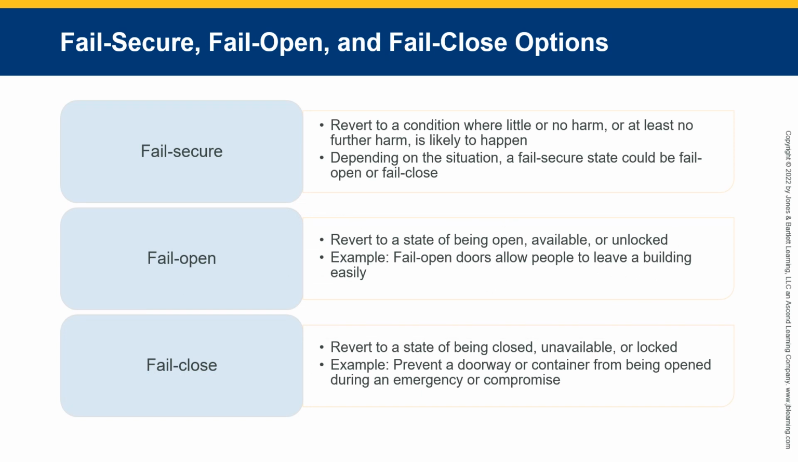So, the concepts again: when we have these systems, fail secure is probably the one we want to have. This reverts to the system where little or no harm is likely to happen. Depending on the situation, the fail secure state can be fail open or fail close, but it's better to choose fail secure, which means I'm still going to go by the last policy that was given to me, and I'm not going to accept any new changes. That's basically what fail secure does.